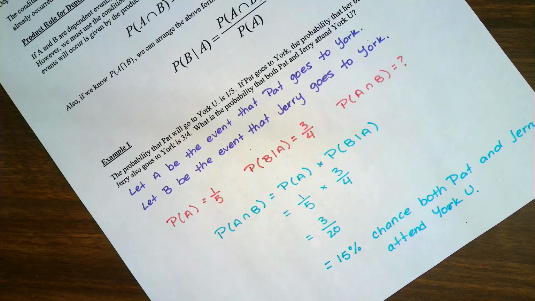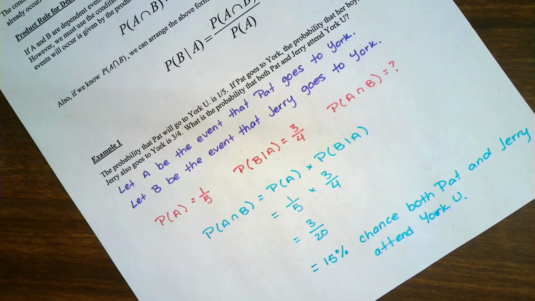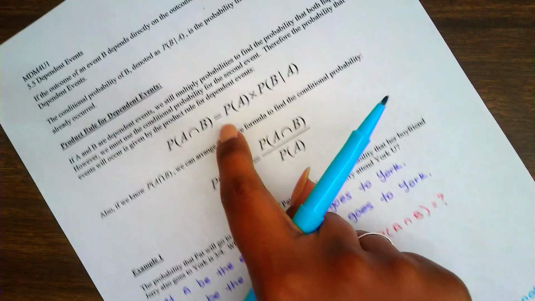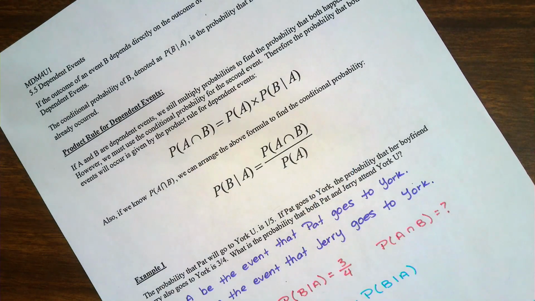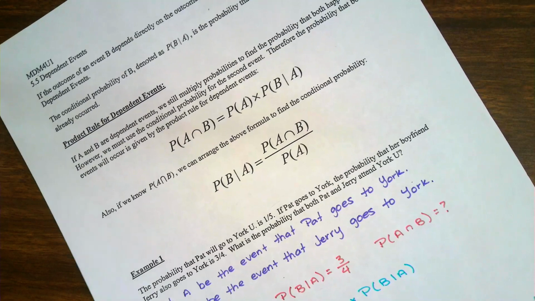So that's that question. That's the use of the conditional probability using the original, not the rearranged equation. Okay, so now we're going to jump to the back.